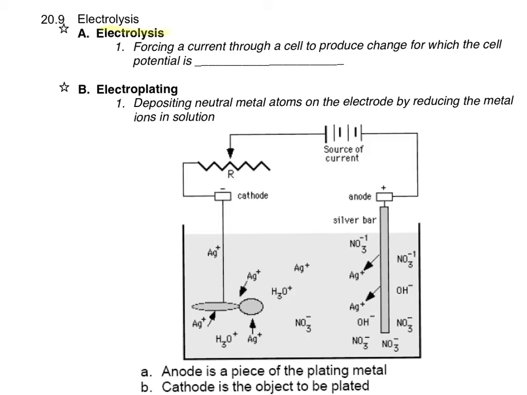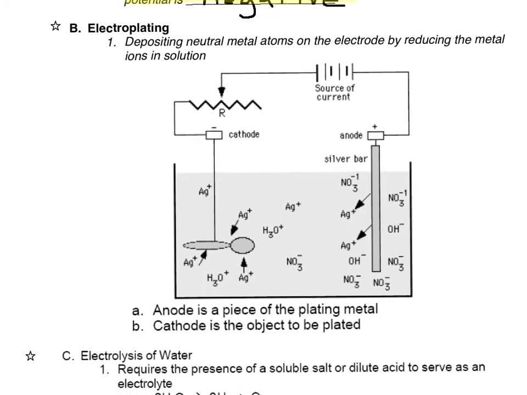Our last section is about electrolysis and electrolytic cells. Electrolysis happens when you force a current through your cell. You end up with a negative cell potential. So since the cell potential is negative, that means that this reaction is non-spontaneous. That means this reaction does not occur naturally and you have to really force it to happen. You're going to see that forcing in the fact that you're passing electricity through these reactions.